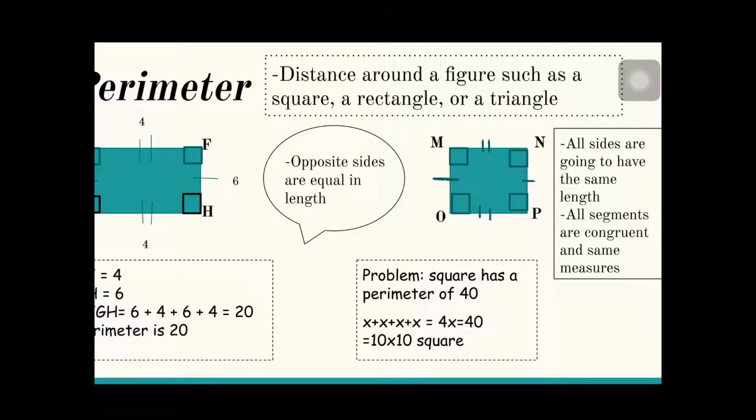A square has a perimeter of 40. Since there are 4 sides in a square, we do x plus x plus x plus x, which is 4x equals 40, which is the perimeter. Then we divide 4 on each side of the equal sign. We then get that the square is 10 by 10, because 40 divided by 4 is 10.